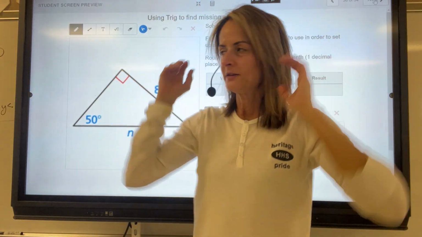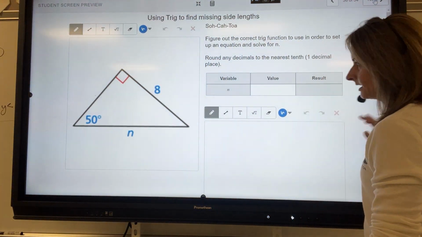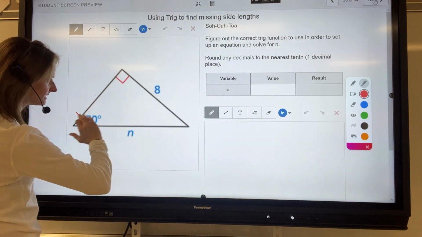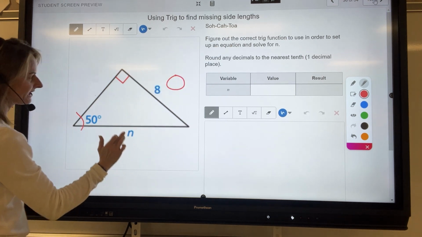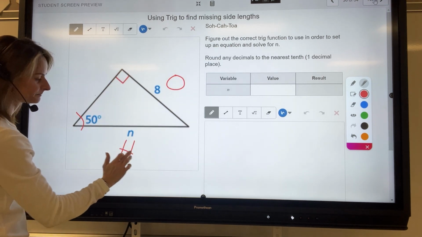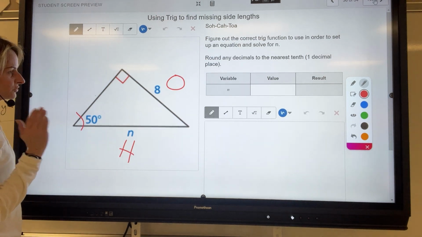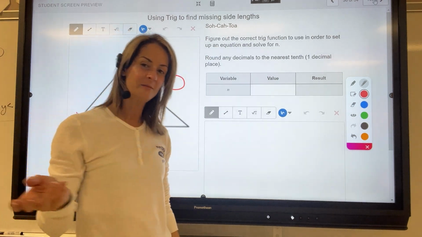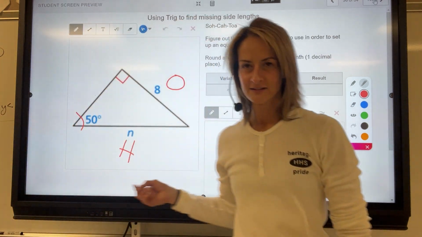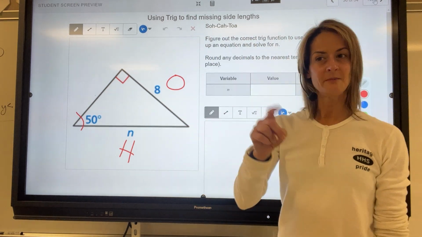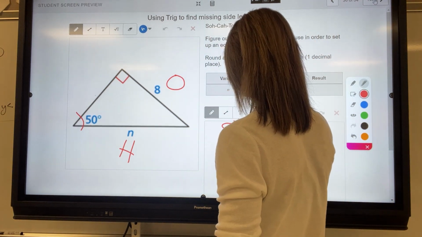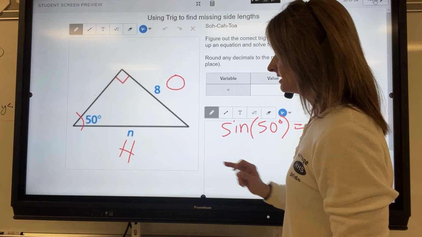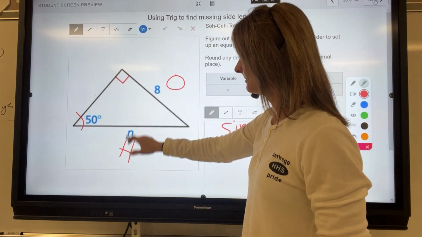Okay, more trig problems. This problem starts out exactly the same. We are referencing this angle here. We notice that this 8 is opposite, and this n is across from the right angle, so that's the hypotenuse, right? So the trig ratio that uses opposite and hypotenuse is, you may have to look it up. Which one is it? Okay, yep, sine. So the sine of this angle, 50 degrees, equals opposite over hypotenuse, 8 over n.